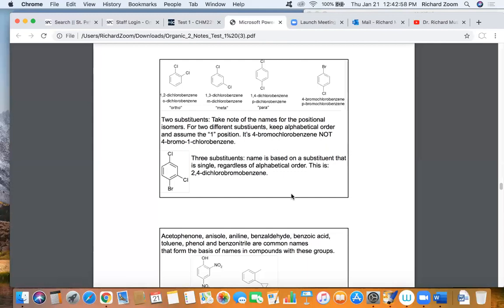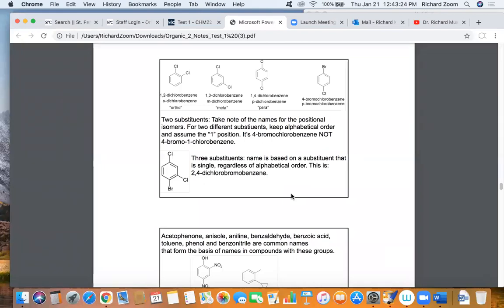All right. So you've got 1,2-dichloro. That would be O for ortho. 1,3 would be meta. 1,4 is called para. Ortho, think of the word orthogonal. It means at 90 degrees to each other. Para means across. So you can see that would be at either end. And then meta, I don't know, it's sort of in between ortho and para. That's all I can tell you.